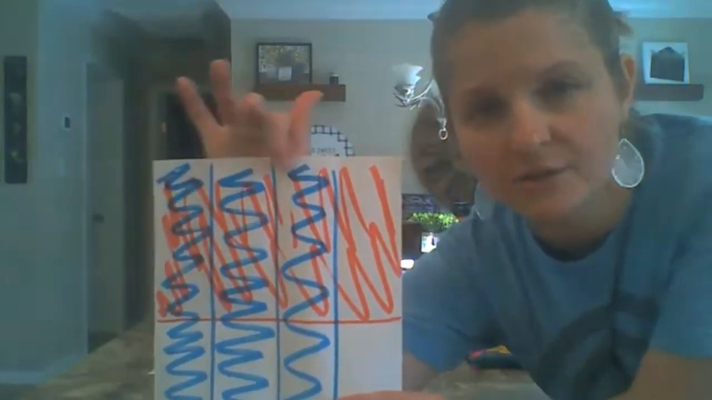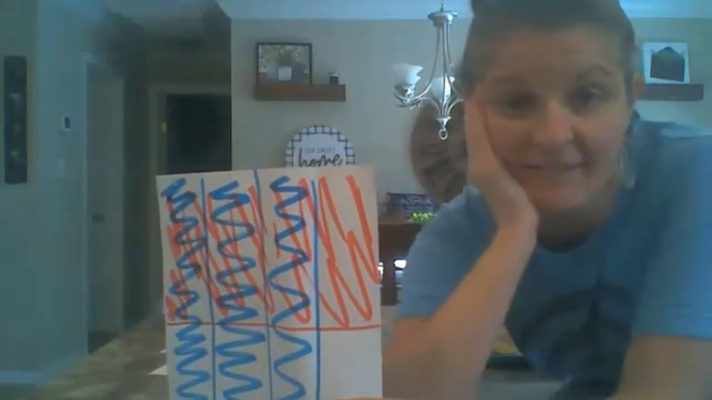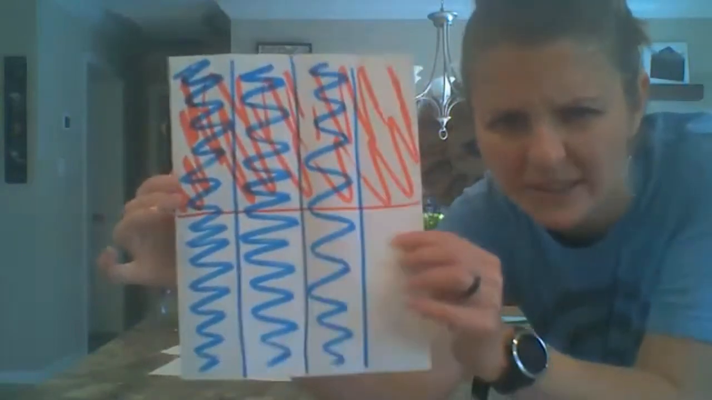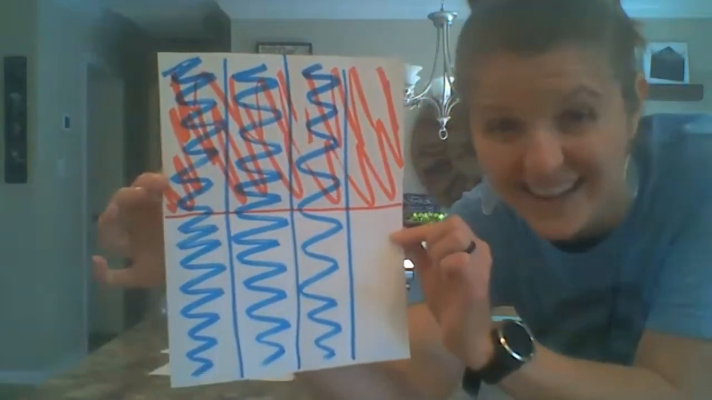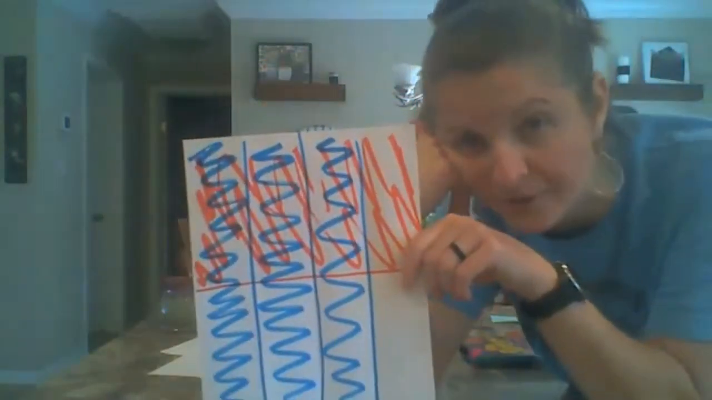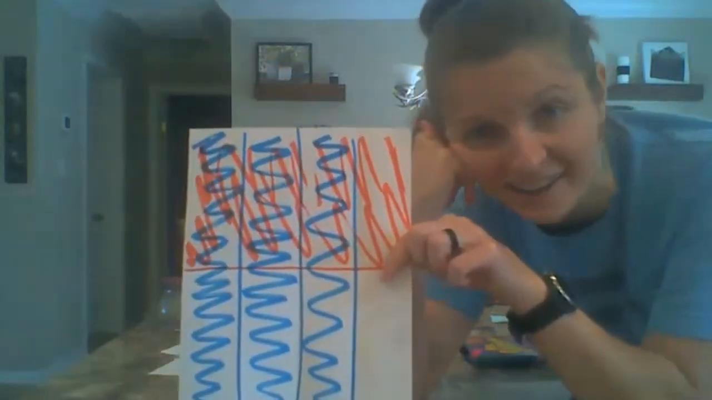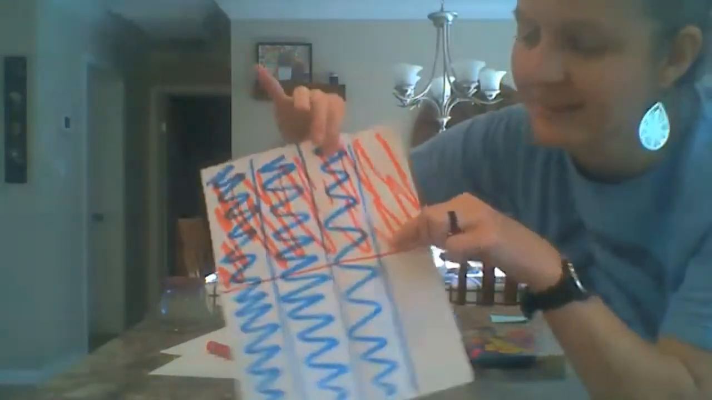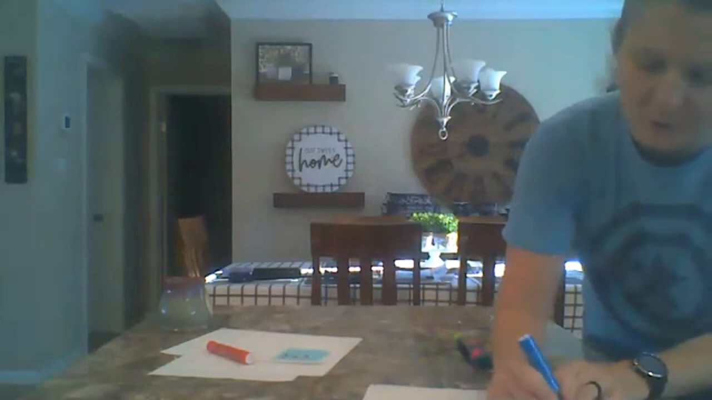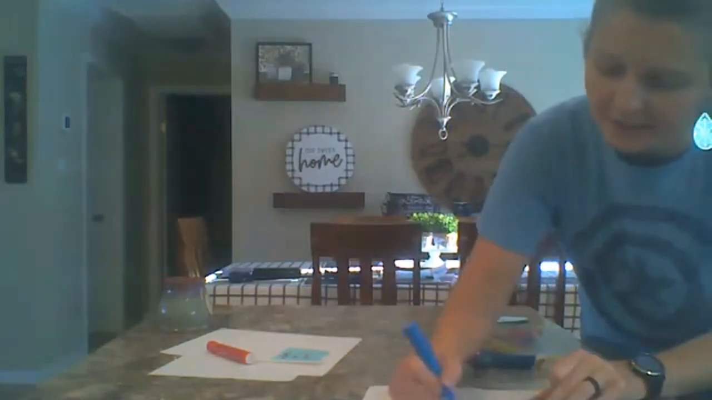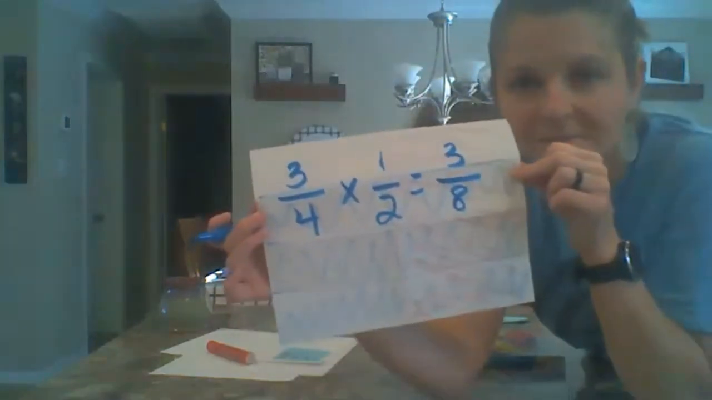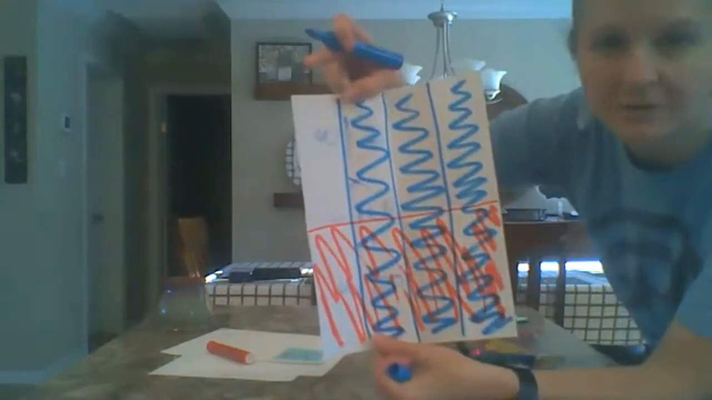So I have 1, 2, 3 boxes that have both colors, okay? So I have 3 boxes out of how many? There's 8. So if I have 3/4 of a group of 1/2 of a cobbler, or 3/4 of 1/2, that would be 3/8. So 3/4 of a group of 1/2 equals 3/8. All right, so that's what my model shows right there.